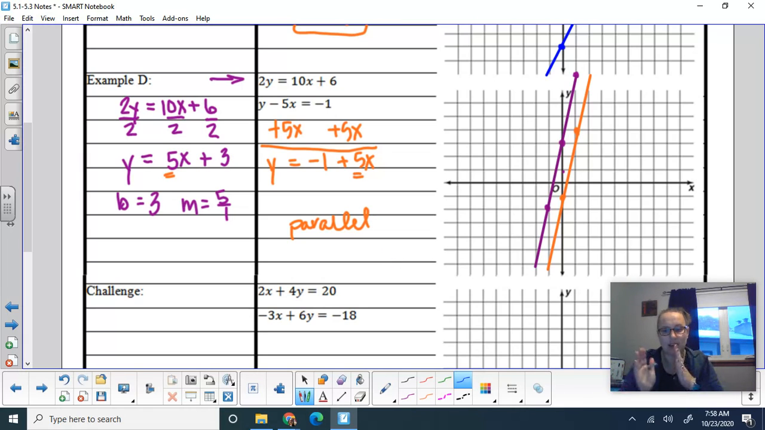If parallel lines go side by side but never cross, then we can't have a solution. So in situations like this, we say the answer is no solution. The reason we say the answer is no solution is because, hey, they don't cross. So we're out of luck.